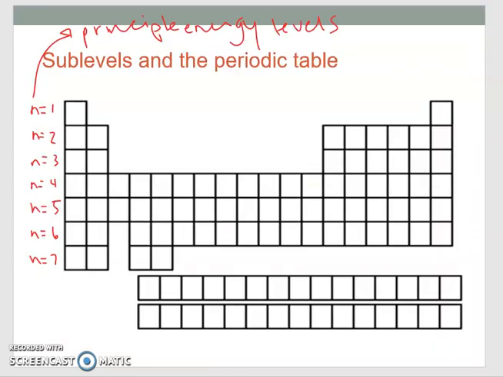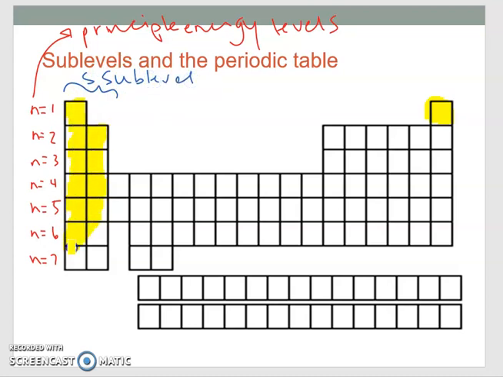All right, so I'd like you to grab your periodic table where you were filling in, and you've written down the principal energy levels along the side that correspond with the rows. What we're going to do is add in our sublevels, and I'm just going to highlight them and color them in. Our sublevel S is going to be all of the alkali metals and alkaline earth metals plus hydrogen and helium. So this will be our S sublevel.